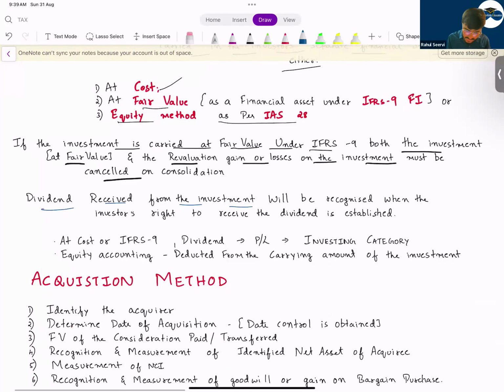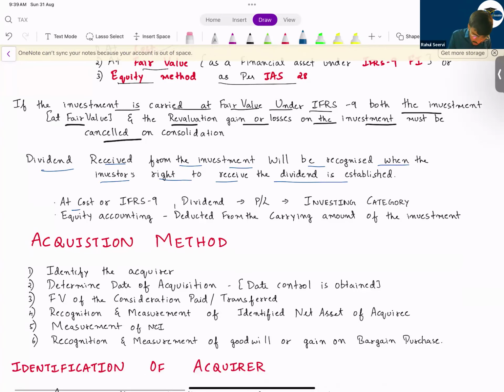Dividend received from the investment will be recognized when the investor's right to receive the dividend is established. Normally, in your separate financial statements, if you receive a dividend, you will record it. We have received the dividend. Now, see, at cost or IFRS 9, dividend income will always go to the investing category in separate financial statements. Equity accounting, dividend will be deducted from the carrying amount of the investment. Yes or no? Under IAS 28, if you receive a dividend, you remove it from the carrying amount of the asset.